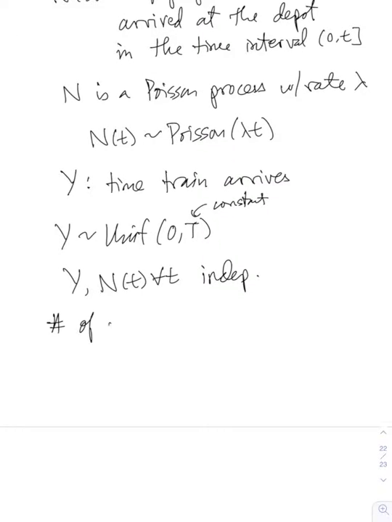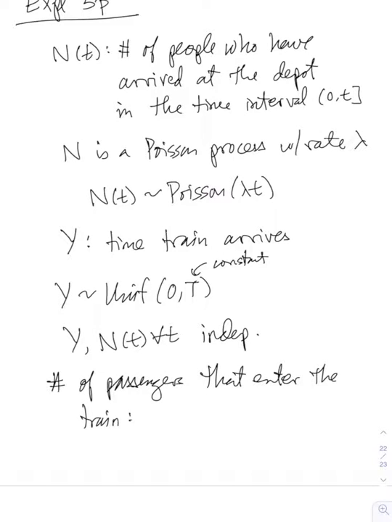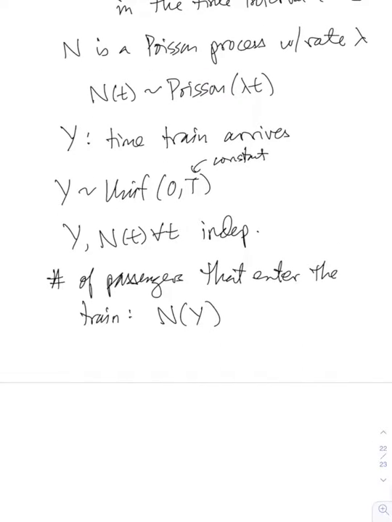So what is the number of passengers that enter the train? Well, I think we're supposed to assume that everyone who is there at the depot is waiting for that train, and when the train arrives, they all get on. So the train arrives at time capital Y, and at time capital Y, the number of people who have arrived is N of capital Y. And so we want the mean and variance of that. So what's the expected value of N of Y? And what's the variance of N of Y?